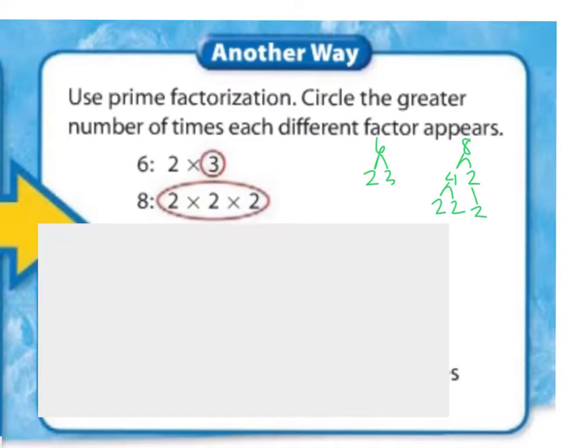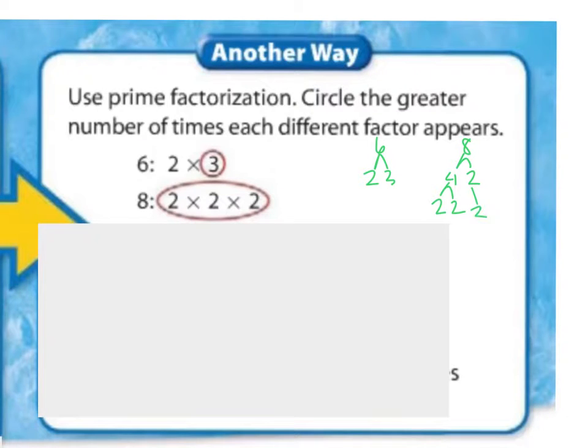What's the other way? Another way would be to use prime factorization. Now, we learned about that before. Circle the greater number of times each different factor appears. I think this can be confusing about why we're doing this, so I want to explain it with a clue word of America. So we made a factor tree. 2 times 3 is 6. We brought the factors over here. We made a factor tree here.